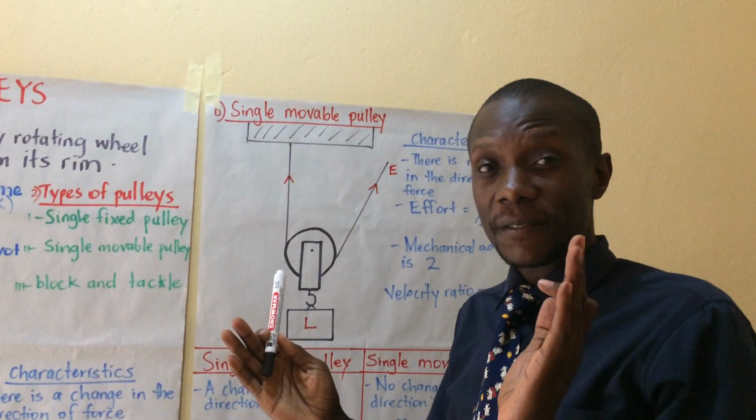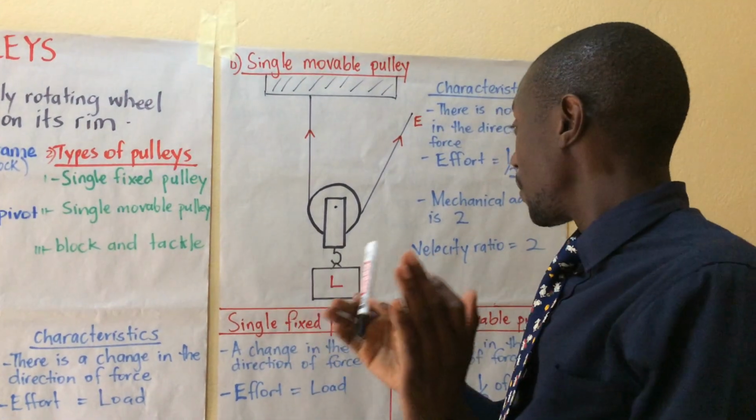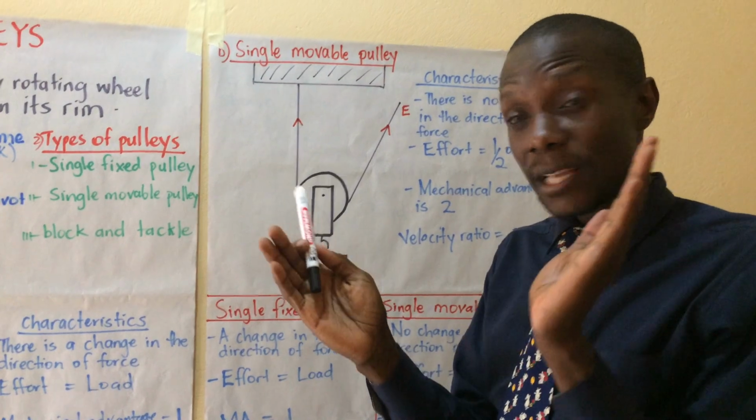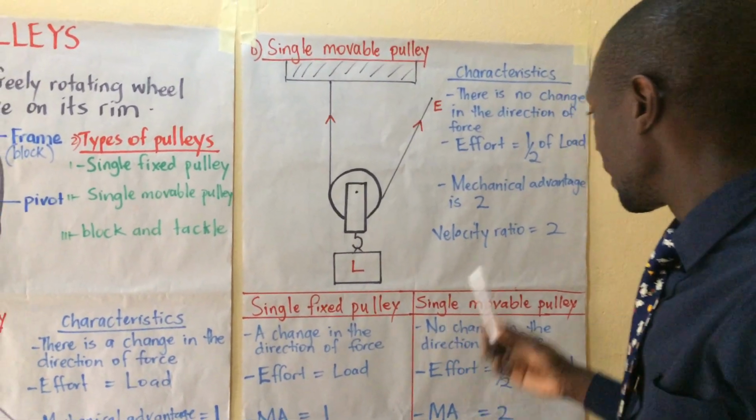Something that is very important about this, why does it reduce on the effort applied? Because it has got two supporting forces. Why does it have a mechanical advantage of 2? It has a mechanical advantage of 2 because it has got two supporting forces. And the effort is a half of its load.